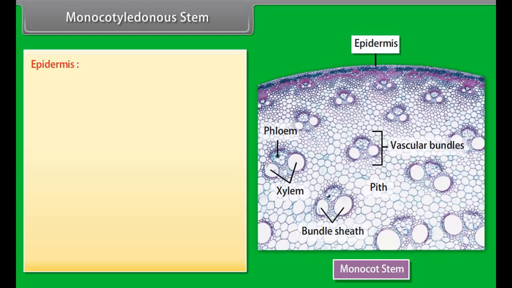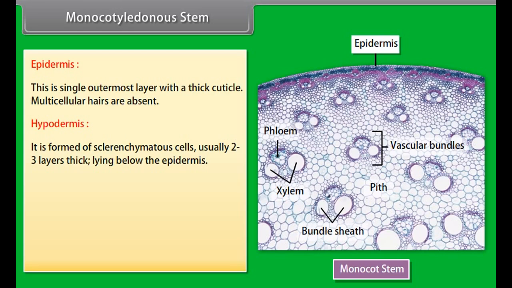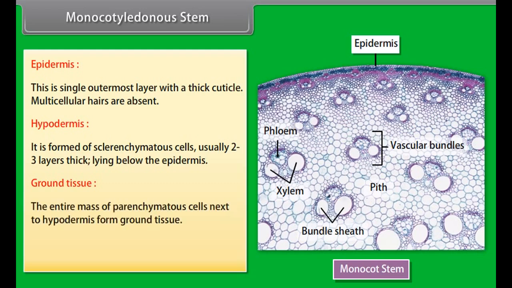Epidermis. This is single outermost layer with a thick cuticle. Multicellular hairs are absent. Hypodermis. It is formed of sclerenchymatous cells, usually 2-3 layers thick, lying below the epidermis. Ground tissue. The entire mass of parenchymatous cells next to hypodermis forms ground tissue. The vascular bundles remain scattered in the ground tissue.